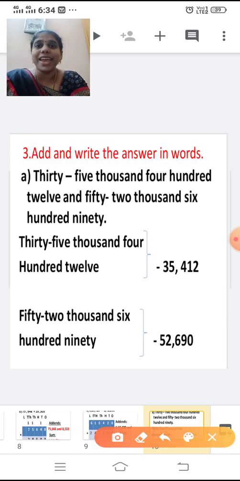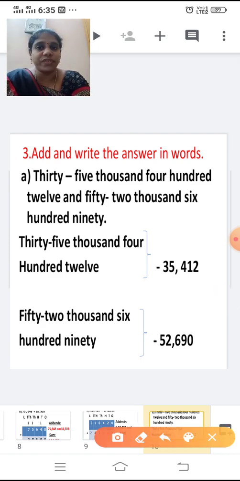Add and write the answer in words. See, the sum is given in words. First, you're going to add that. First add and write the number in words. It is given in words. Change that into number. Add that, and the answer you'll get, right? That you have to convert again into words now. Shall we see now? So first I'll read.